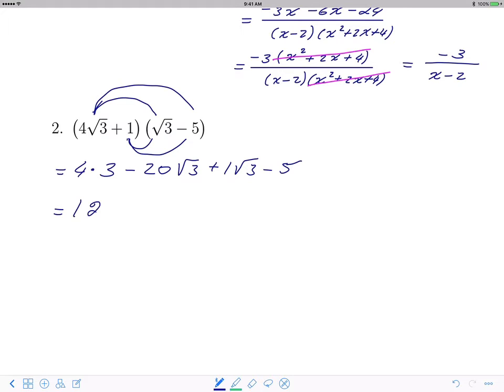Okay, so here we get 12. These two combine because they're like radicals. We get negative 19 square root of 3 minus 5. And then this term and this term combine. They subtract to give 7. So 7 minus 19 square root of 3. And that's the final answer.